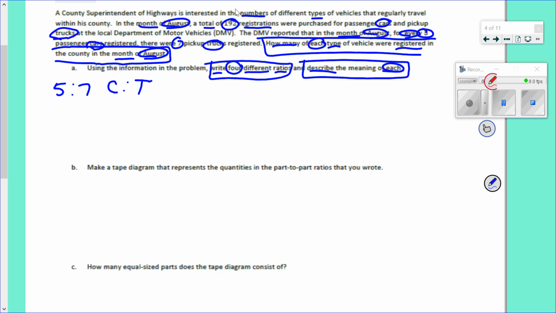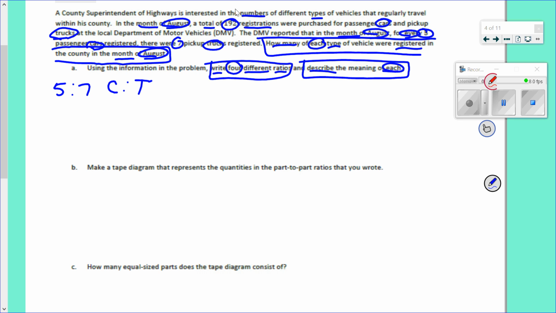Go ahead. 192 registration, total registration, and the month of August for 5 passenger cars registered. Okay, the problem with that is you're comparing 2 completely different things. So I could have used the 192 to something else, but let's hold off on the 192. I'll give you guys a hint. We're not going to use the 192 yet. Let's keep focusing on the 5 and the 7. What's something else I could say on that? But I like where you were going with total.